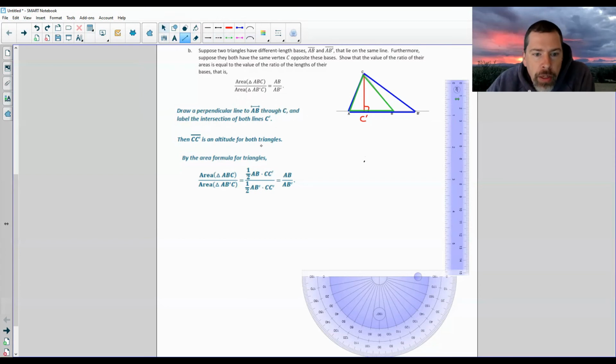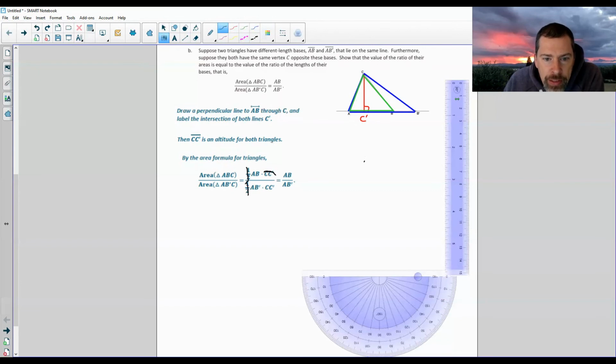One's green, one's blue. So what we're taking is a triangle ABC. The area of triangle ABC equals 1/2 AB times CC prime, 1/2 the base times the height. Then the blue one is down below. Well, 1/2 AB prime times CC prime, the height, is going to equal AB over AB prime. And how does that happen? Well, anything divided by itself is 1. So 1/2 divided by 1/2 cancels. CC prime divided by CC prime cancels, leaving AB over AB prime. And that's what we just proved.